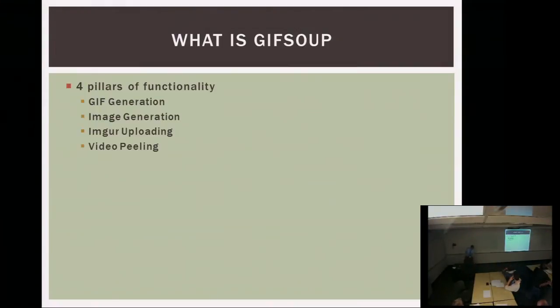All right, and so my project, GIF Soup, has 4 main pillars of functionality. There's the GIF generation tool, an image generation tool, an Imgur.com uploading tool, and a video peeling tool, which is the tool you just saw. So I'm going to get a little bit into detail of each one.